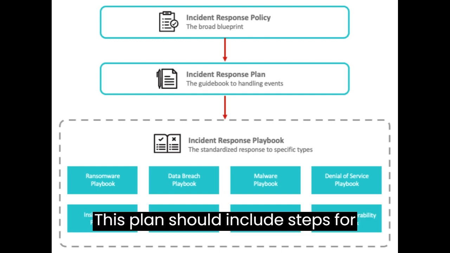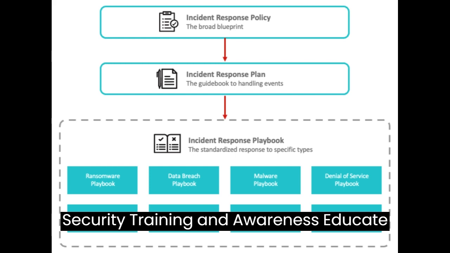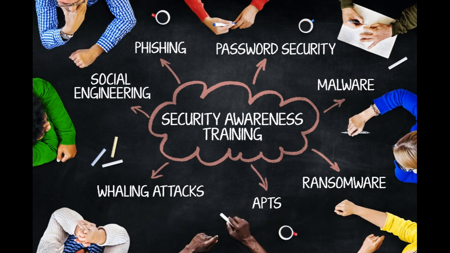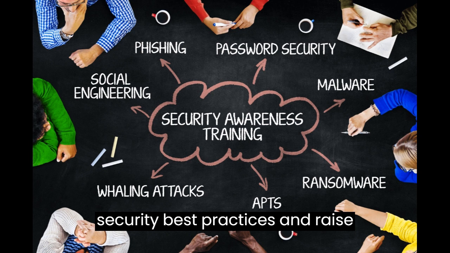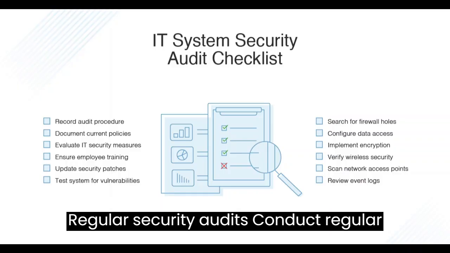This plan should include steps for containment, investigation, notification, and recovery. Security training and awareness. Educate data engineering teams about data security best practices and raise awareness about potential security threats and social engineering tactics. Regular security audits.